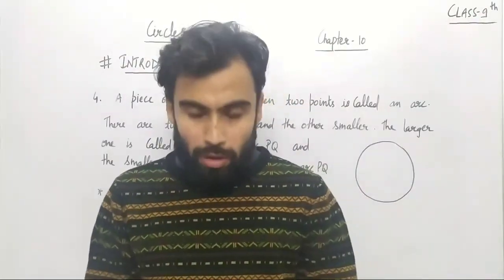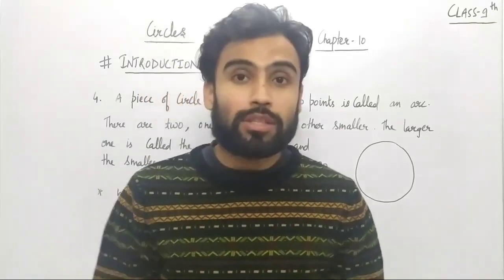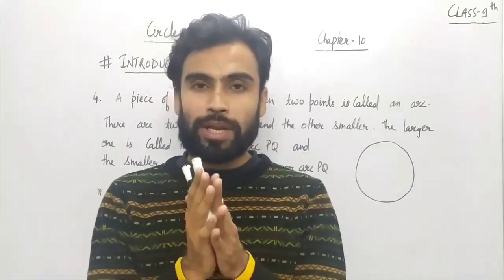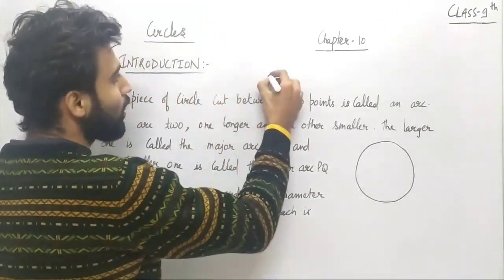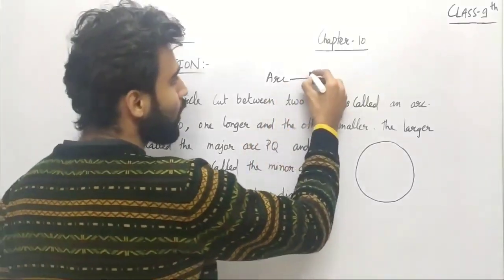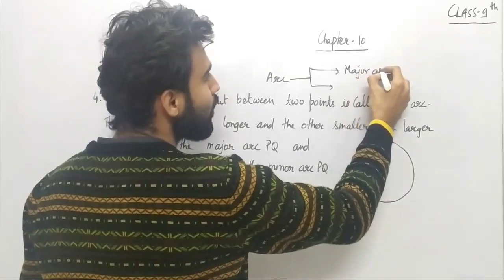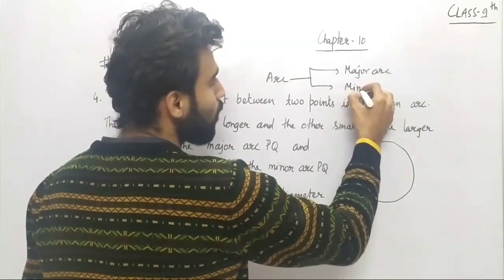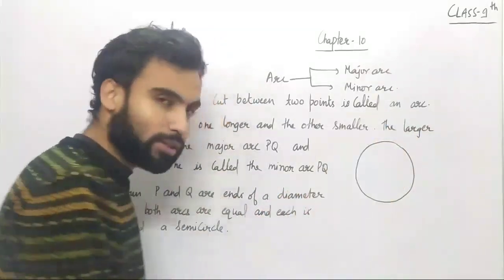So students, now let us move on to the next term which needs to be explained. So the next term which I'm going to explain you is arc, right? So let me just write that, ARC, right? So it is actually further divided into 2 parts. One is major arc and the other one is minor arc, right? So let me just explain you with the help of a circle, right?